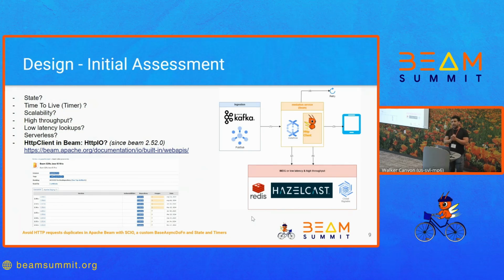Regarding the HTTP client, we started the assessment back in November 2024, which was last year. I don't know if you can see here, we now have the web APIs since version 252. But at that point, we decided it was not mature enough to consider for sending HTTP requests and getting the responses. So that's the design and the inception.